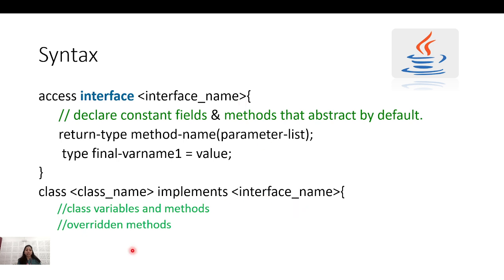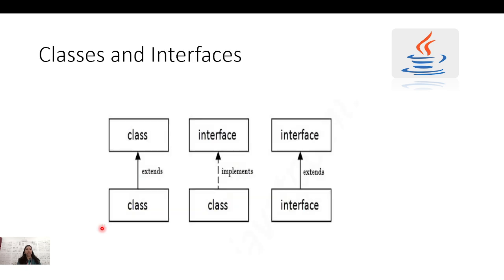Then in the class, the class's own variables and methods, and compulsorily the overridden methods. That means the methods which are in the interface which I am implementing, those should be in my class, and those are called the overridden methods. As I said, a class can extend a class by the extends keyword. If I want an interface in my class, then I will use the implements keyword.